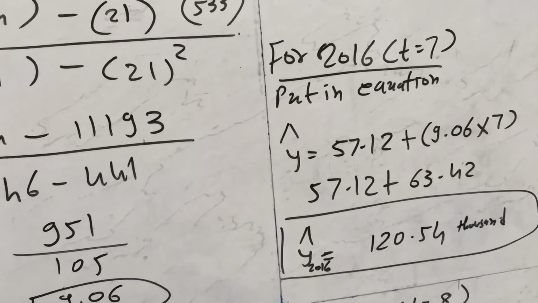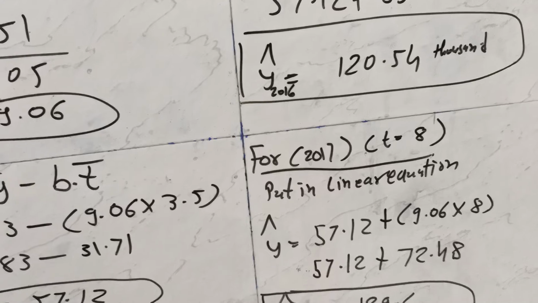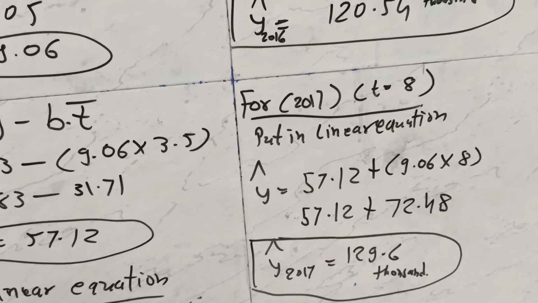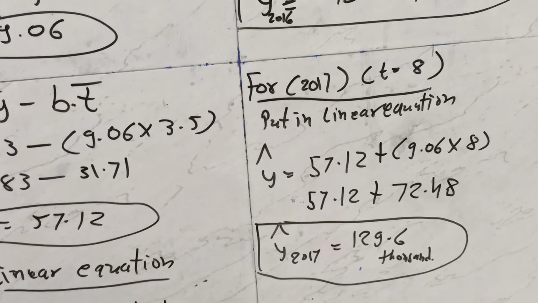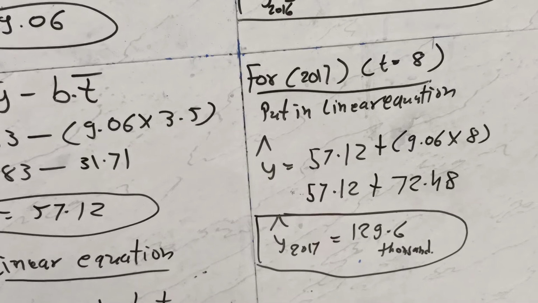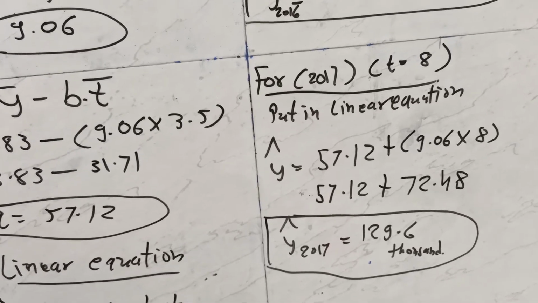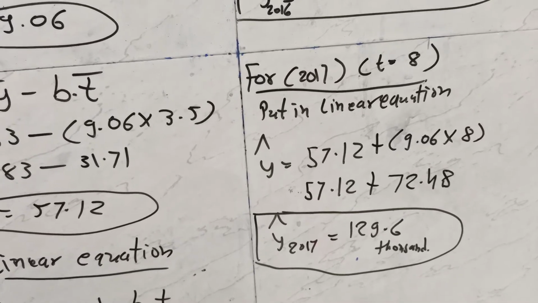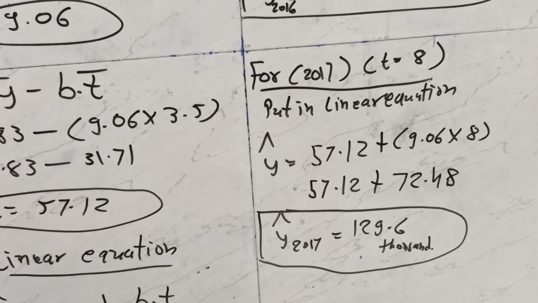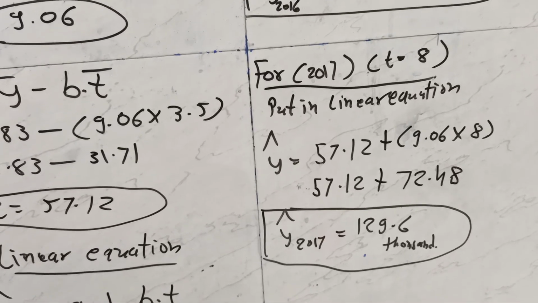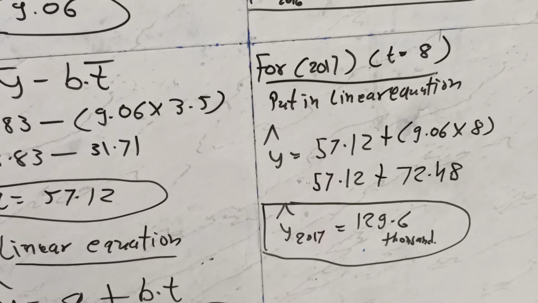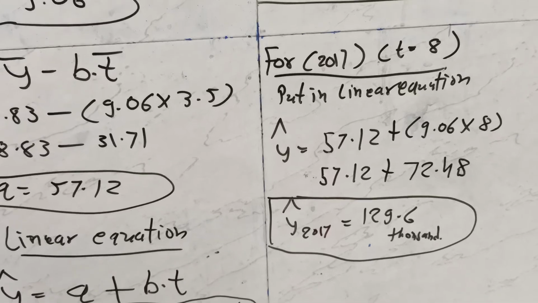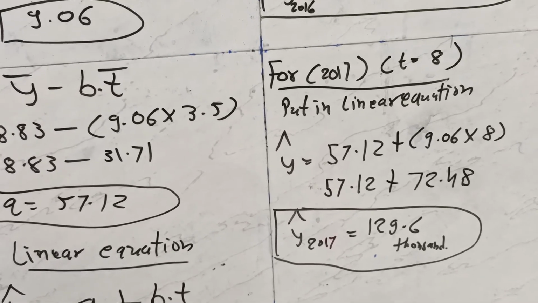Now for 2017 the value of t will be 8 in respective order. Why? Because for 2016 t is equal to 7, then for 2017 t will be 8. Now put once again t equal to 8 in the linear equation. Cap of y is equal to 57.12 plus 9.06 into 8. So 9.06 into 8 is equal to 72.48. Now addition of both. Cap of y for 2017, the estimated value, the trend value, is found out: 129.6 thousands.